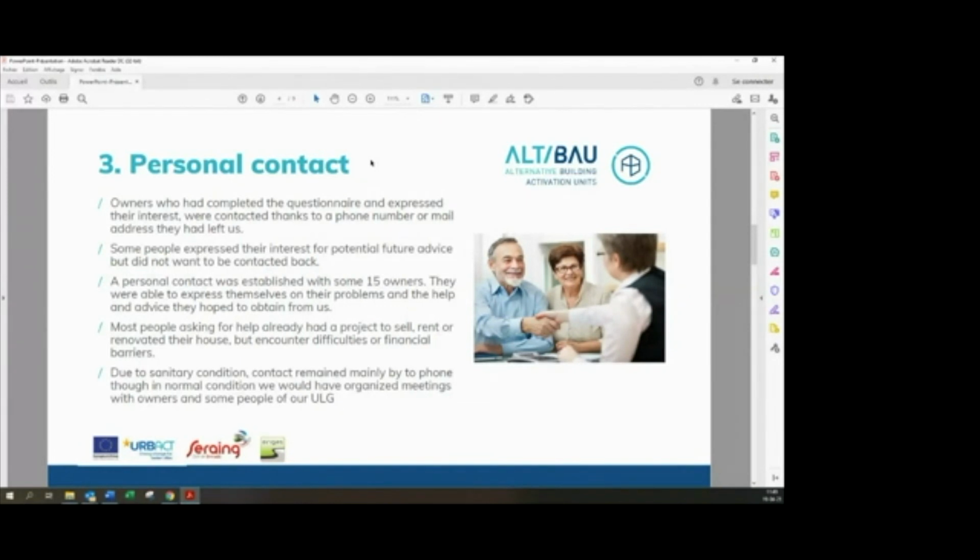So we were asking in the questionnaire a telephone number or an email address to get a personal contact. And so those owners asking for personal contact, we've contacted them. It was a contact by phone or by mail due to the sanitary condition. Of course, we couldn't have a personal contact yet with these owners, but we managed to have an interesting contact and to give them some advice and to orient them to the good person, depending on their personal problem. We oriented them by phone, by mail, giving them the contact, the good person to contact to solve their personal problem.